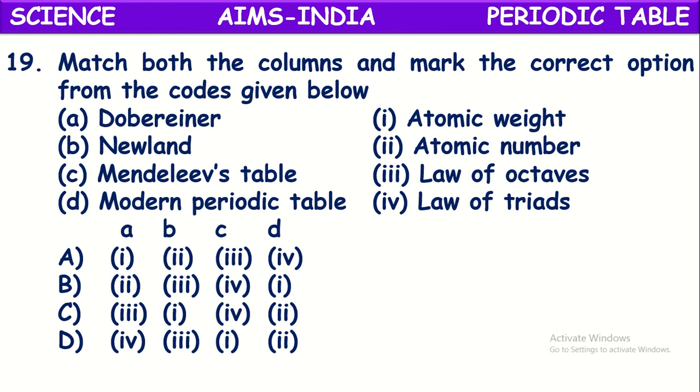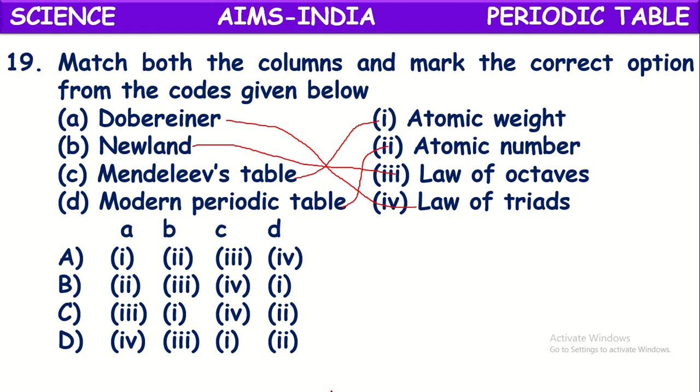See the columns given here. Try to match this. Scientist names and their contributions are given here. Dobereiner: how did he classify the elements? Dobereiner classified elements into triads. That is the law of triads. Newlands, law of octaves. Mendeleev gave his periodic table based upon the atomic weight of the elements, isn't it? Next, the modern periodic table is based upon the atomic numbers of the elements.